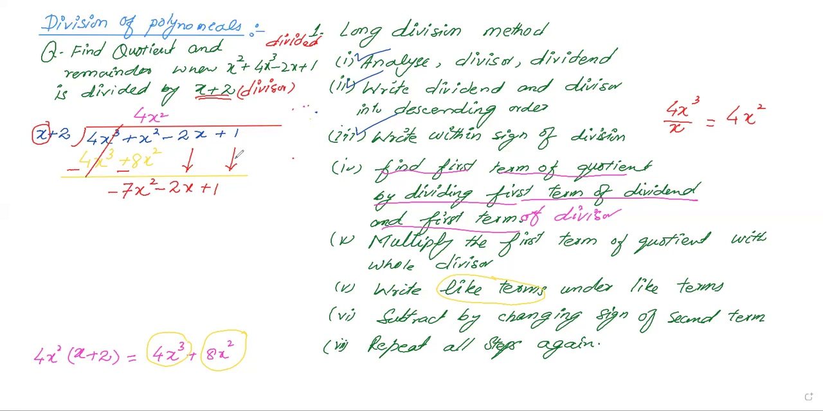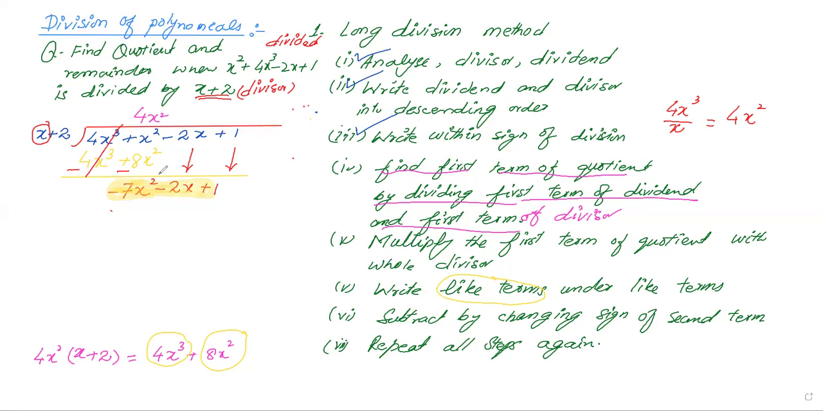Now what will you do? Now I write the step: repeat all the steps again. This term, I am highlighting this term, has become the dividend of this stage. So this term is called the dividend. The divisor will remain as it is, x plus 2. Now again repeat the steps.